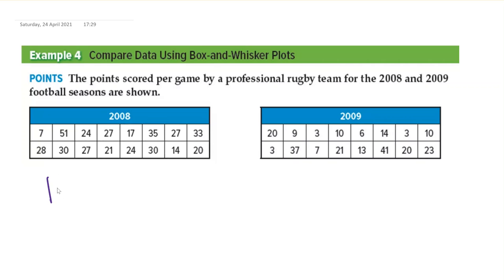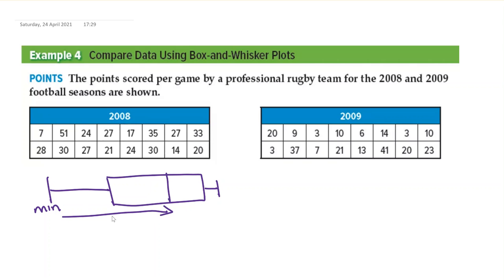We're going to have our minimum value, and then we will have our box, and this is going to be 50% of our data. Now if it is longer here, that means that 50% of the data is here, and then the other 50% of the data is here. This is going to be negatively skewed.